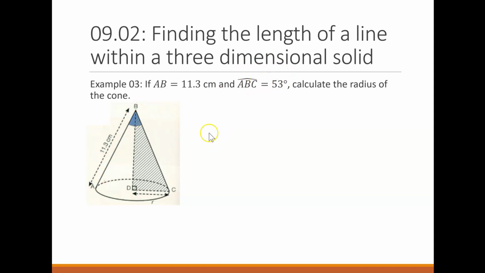All right, so we've got some cone here, and we're told the length of AB is 11.3, and the angle ABC is 53. Calculate the radius of the cone. Okay, so here's my calculation triangle. How do I know that this calculation triangle I drew in and shaded, how do I know that angle's 26.5? How do I know it was half?